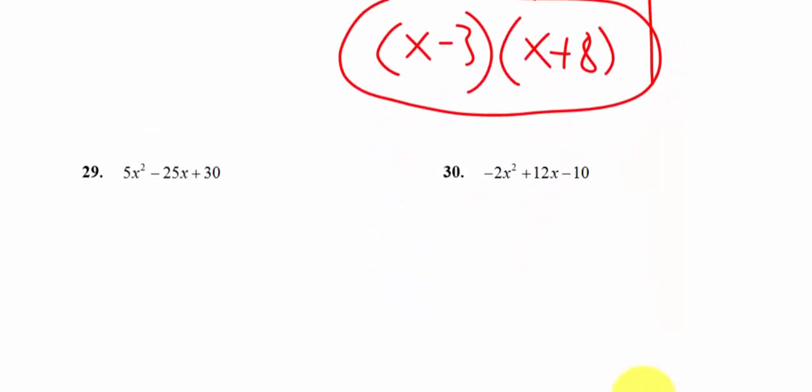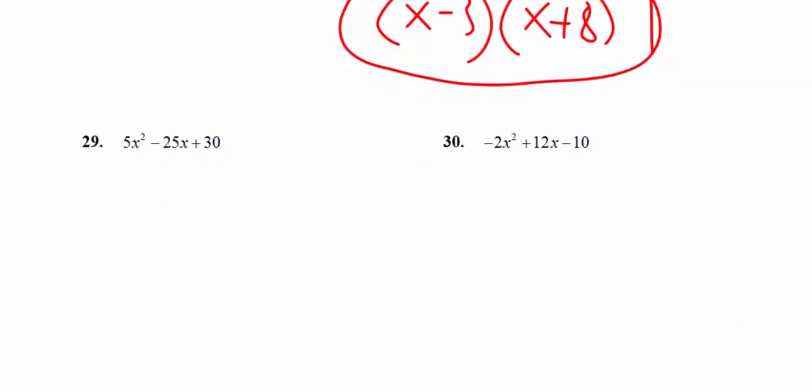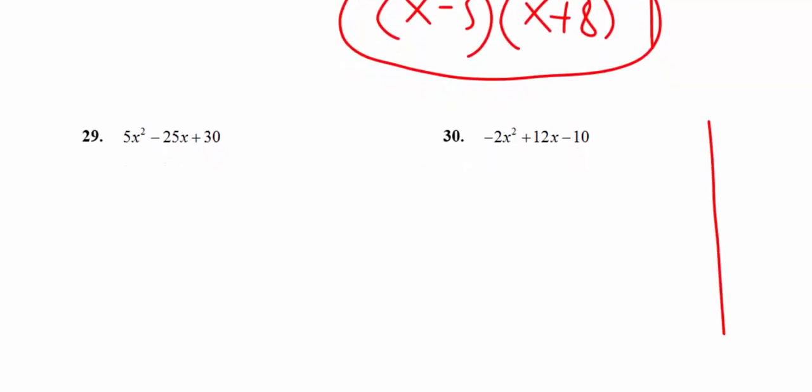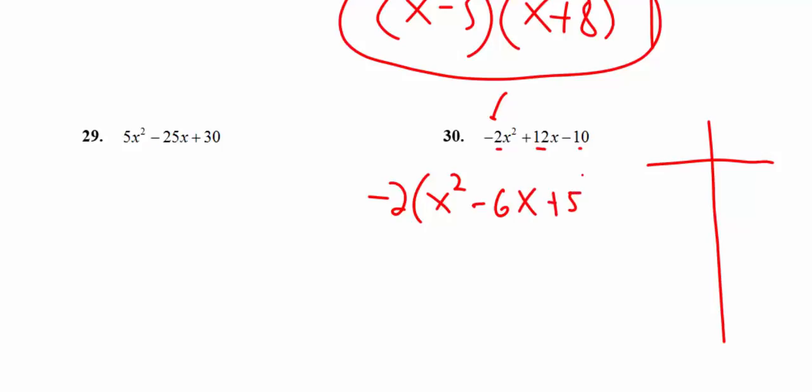And then the last one, number 30. Well, what two numbers, right? The table doesn't work yet because my leading coefficient has to be +1. So if I divide everything by -2, or if I factor out a -2, right, you divide each term by -2, we end up with x squared minus 6x plus 5. Okay, right? If I divide each of these pieces by -2, what's in my parentheses would be what's left over.